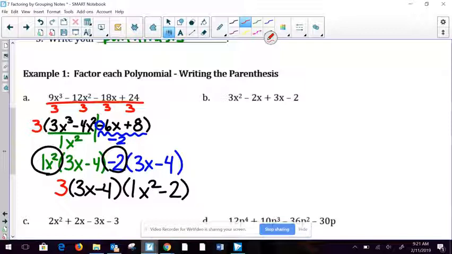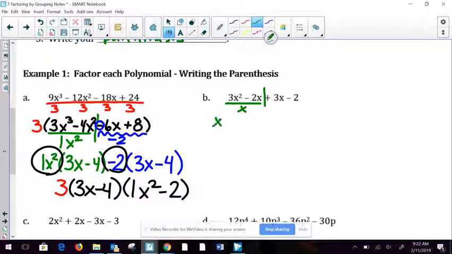So looking at letter B, 3x squared, 2x, 3x, 2, there's nothing I can divide all of them by, so I can jump straight to dividing my problem in half and doing the underline squiggle method. Looking at the first half, 3x squared and 2x, is there any number I can divide by besides 1? Nope. So I'm going to go to my variables. I have an x squared and an x. Which one has the lowest exponent? You guessed it, the x.